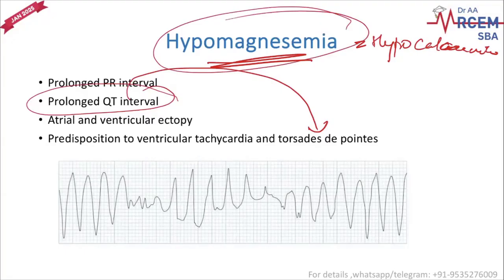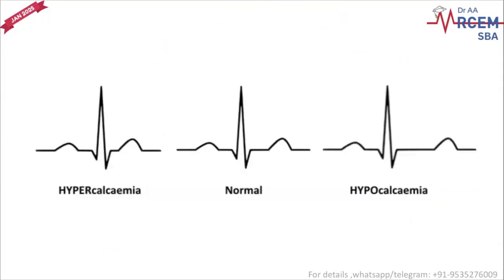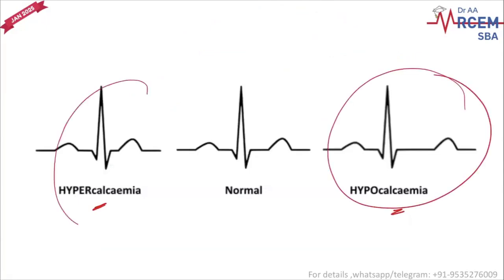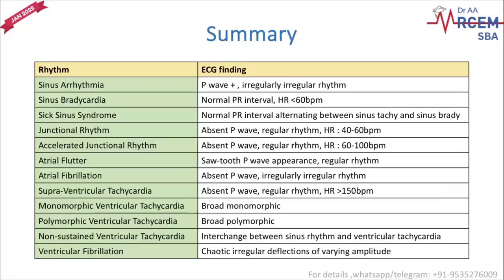It is hypomagnesemia most of the time, 90% of the time. So blindly you can treat it till you have the blood investigations available, if the patient is in this rhythm, which is nothing but polymorphic ventricular tachycardia. To differentiate between hypercalcemia and hypocalcemia: hypo, prolonged QT interval; hyper, short QT interval. That is what you need to remember.